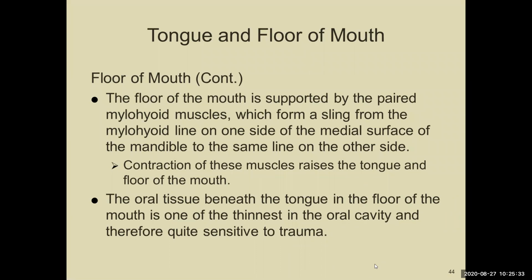The floor of the mouth is supported by the paired mylohyoid muscle, which forms a sling from the mylohyoid line on one side to the medial surface. This is more information than you need to know, but it's all connected together. The oral tissue beneath the tongue in the floor of the mouth is one of the thinnest in the oral cavity and therefore quite sensitive to trauma. That's what I want you to know about the floor of the mouth.